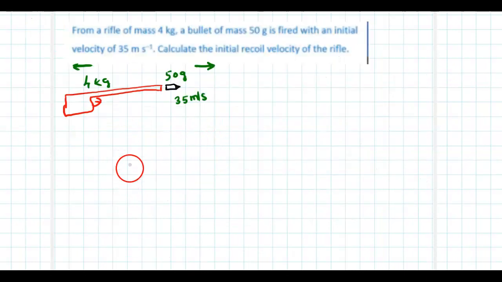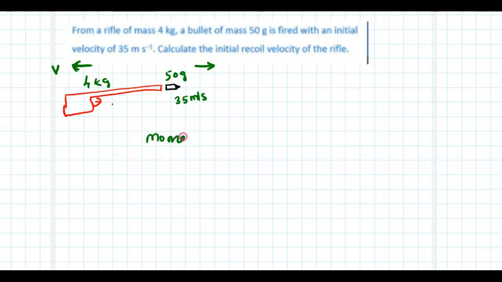Here is another example. From a rifle of mass 4 kg, a bullet of mass 50 gram is fired with an initial velocity of 35 meter per second. Calculate the initial recoil velocity of the rifle. Recoil, the gun moving backward, is called recoil. Okay, so we are going to find the velocity here. How much velocity?